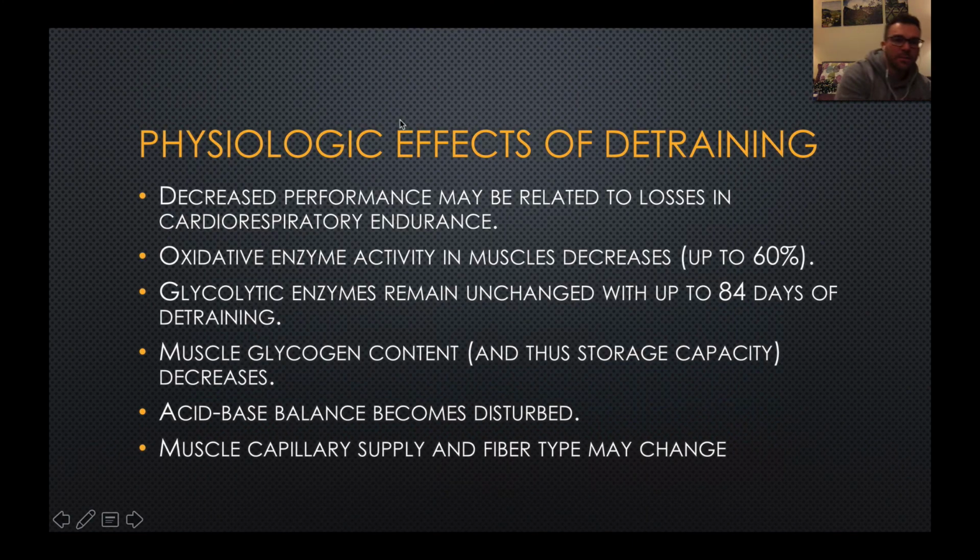So in terms of detraining, a lot of different changes. You could see losses in cardiorespiratory endurance. A lot of that can be changes in the oxidative enzymes in the muscles. Glycolytic enzymes remain unchanged up to 84 days, so glycogen stores essentially can decrease. So storage capacity of the glycogen decreases. Your acid-base balance becomes disturbed, so how well you can really buffer out byproduct gets disturbed, and your capillary density can change, and fiber type.